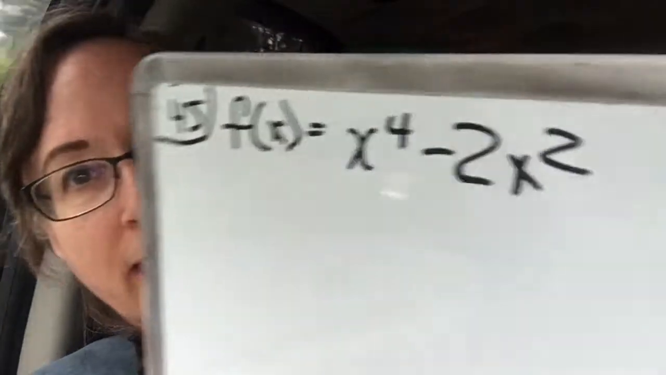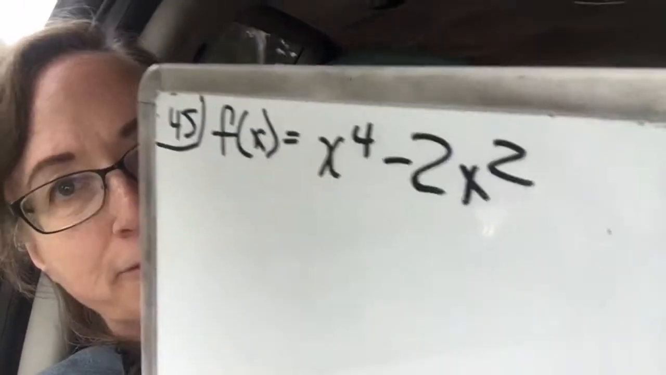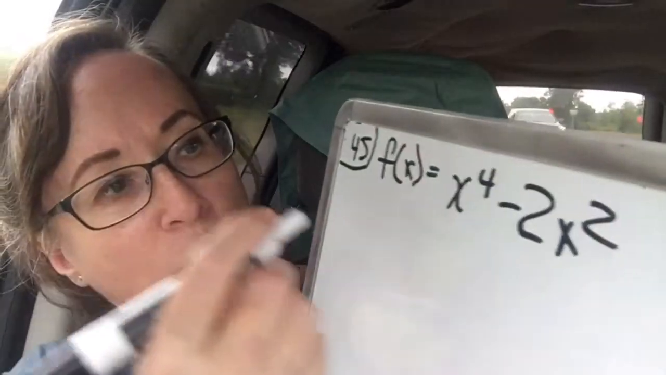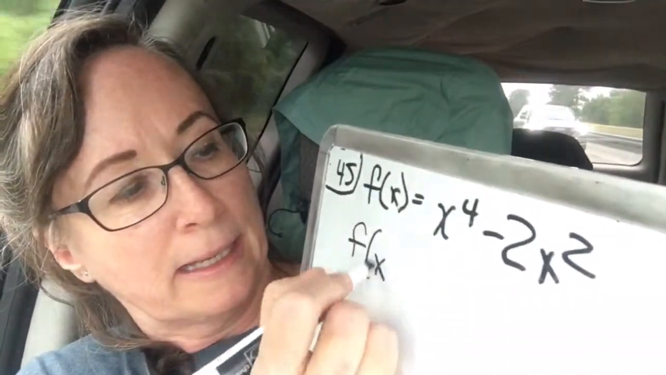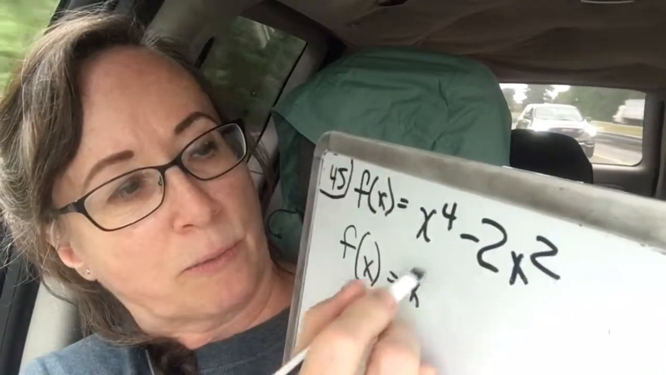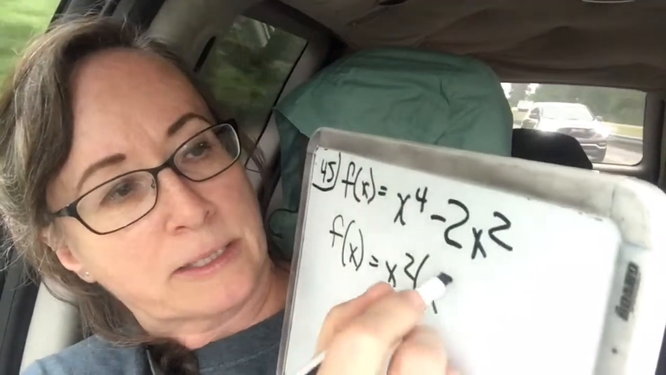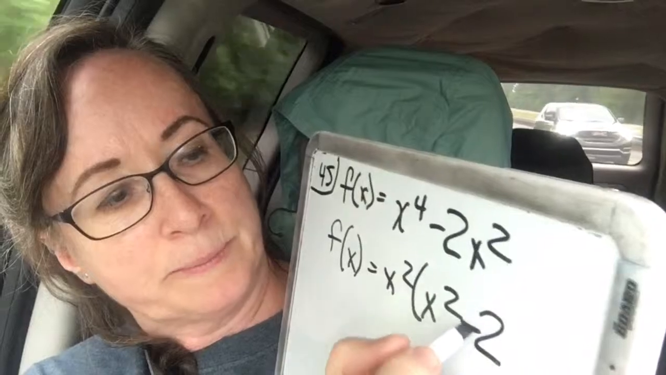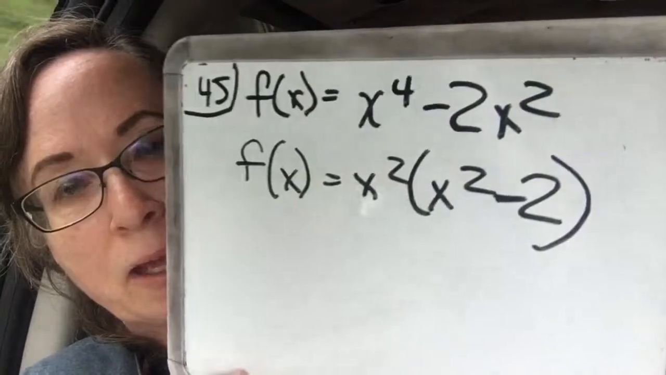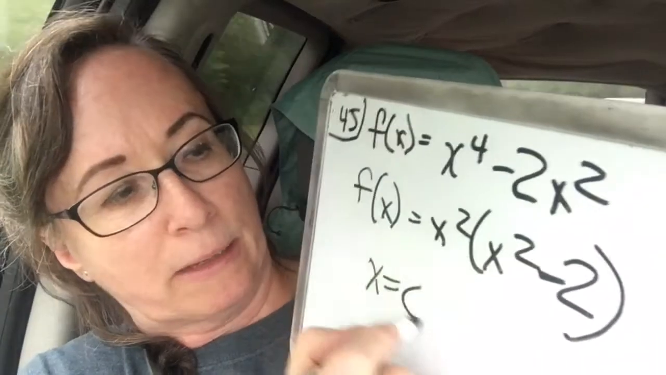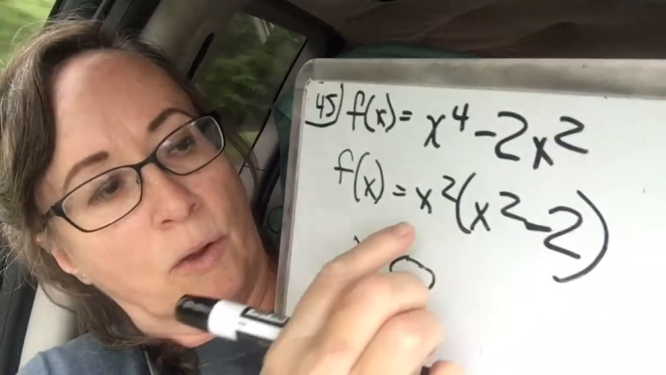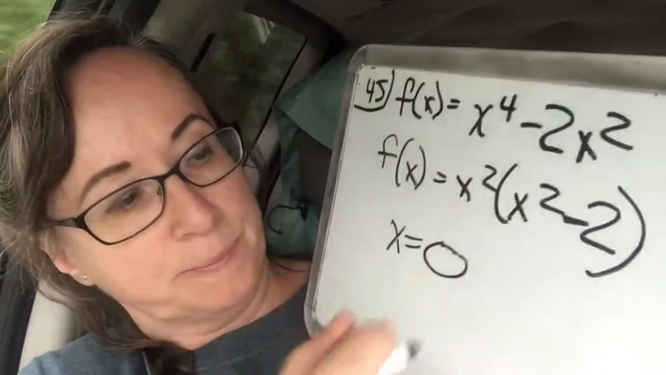Now we're doing 45. Okay, 45 also is not graphed for us. So we're going to have to factor it. So we got f of x is equal to x squared times x squared minus 2. Okay, well when I set each one equal to 0, I'm going to get x is equal to 0 with a multiplicity of 2.